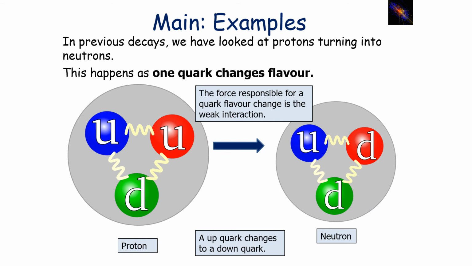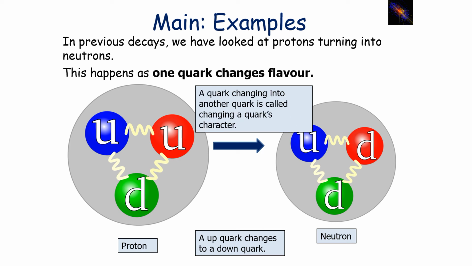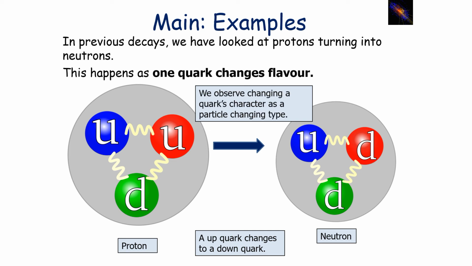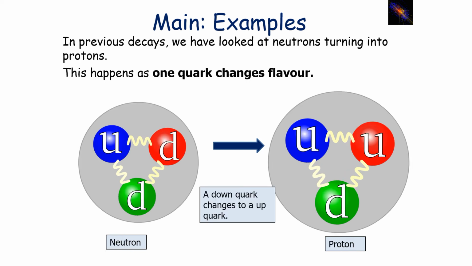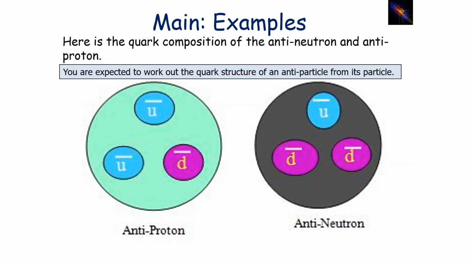Now when you change your baryons, like from a proton to a neutron, what is happening is 1 quark is changing flavour, and the force responsible for this is the weak interaction. So we're changing our quark's character. Only the weak interaction can change a quark's character. We observe a change in a quark's character as a particle change in type. So the exchange of a W and Z boson causes a quark to change character. That's very, very important, as shown here in the opposite way round.